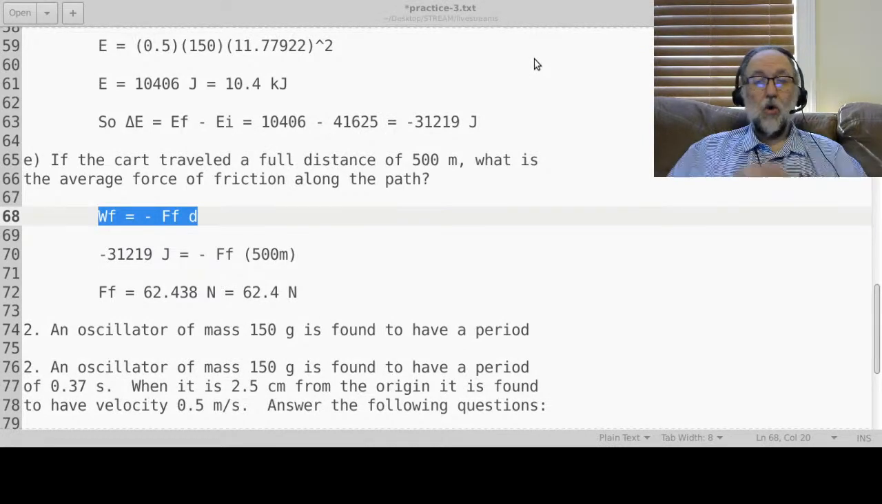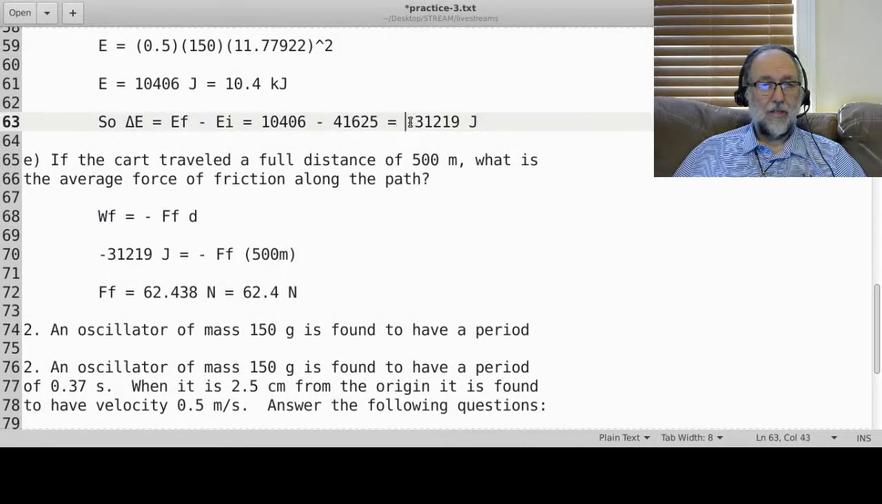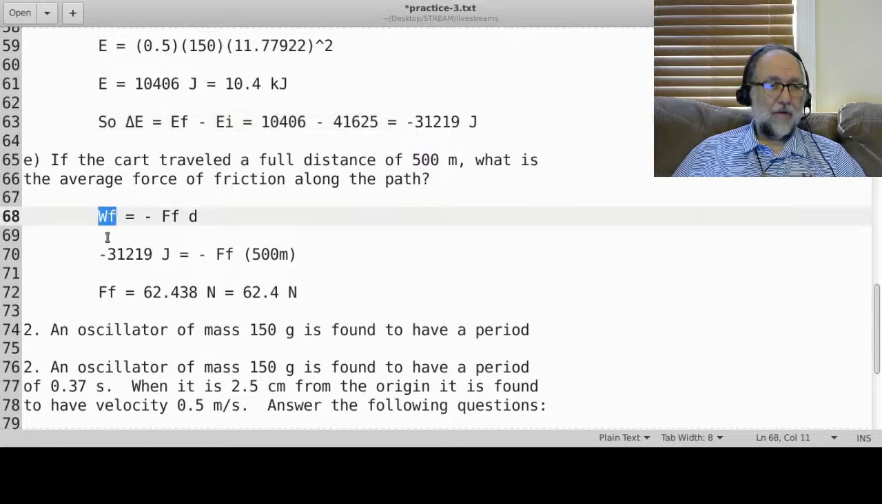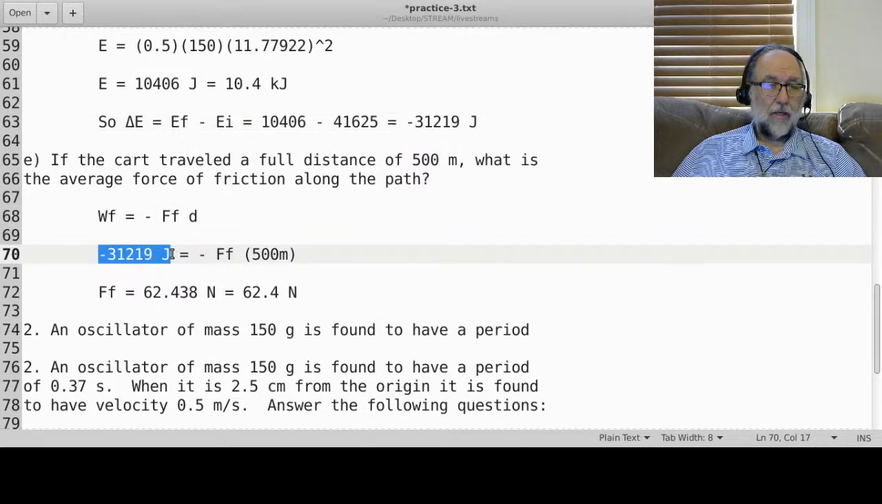All right, and so why do you need this? Well, it comes into play with the work energy theorem, because guess what? That delta E, according to the work energy theorem, is W_F. Okay, it is W_F. All right, and so I didn't bother even writing that. I just took the value of delta E here, and I put that in for W_F right there.